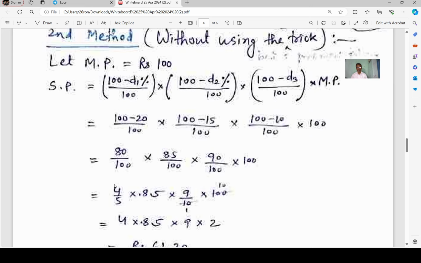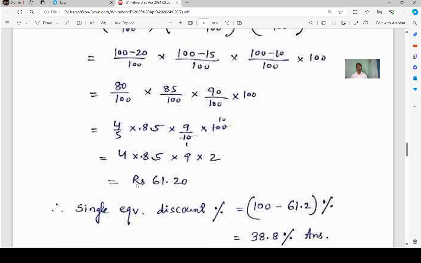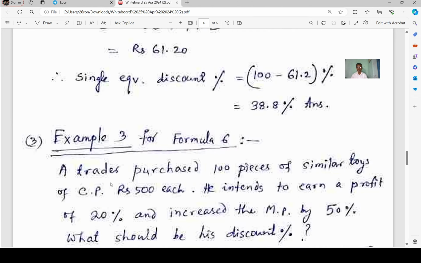This is equal to 80 by 100 into 85 by 100 into 90 by 100 into 100. By simplifying, you can get rupees 61 and 20 paise. So the single equivalent discount percent will be 100 minus 61.2. This is equal to 38.8%.